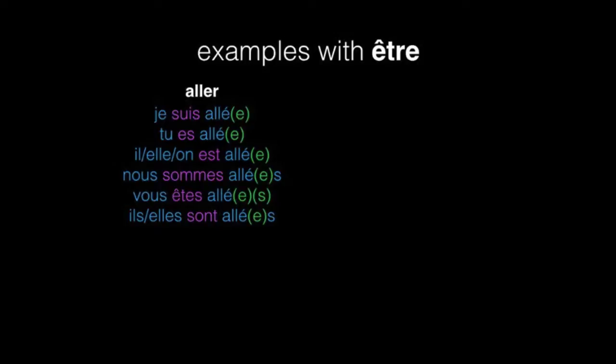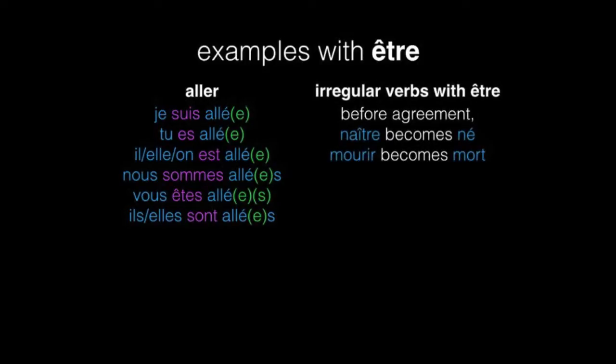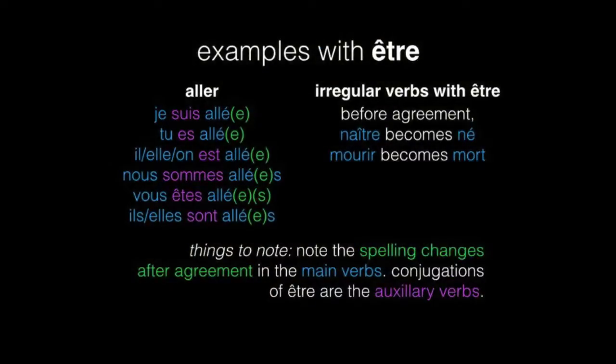Here are some examples with être. This is going to be with aller. And as you can see, I do the same color coding scheme. And you should always note these past participles here. Naître becomes né. It isn't what you think it is, or naîtu, or whatever like that. And mourir does not become mourir. It becomes mort. And again, things to note. Note the spelling changes in green after agreement, the main verbs in blue, and the conjugation of être are the auxiliary verbs.